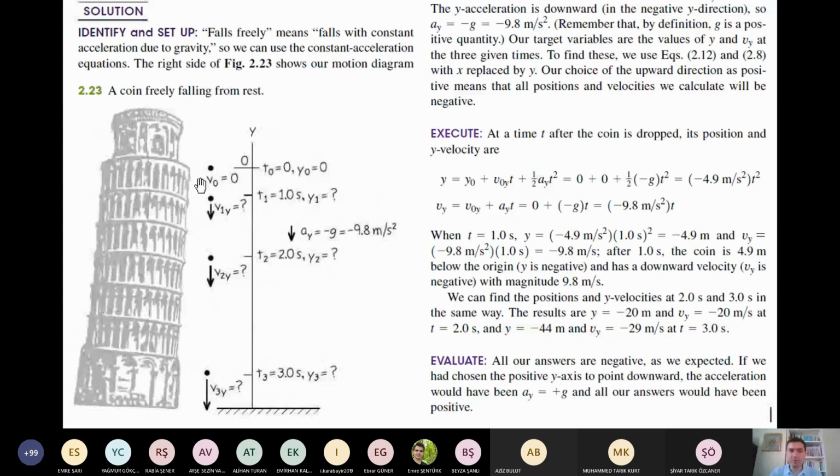And then the time is zero and the initial position y_0 is also zero, okay, because I have chosen this as the origin.